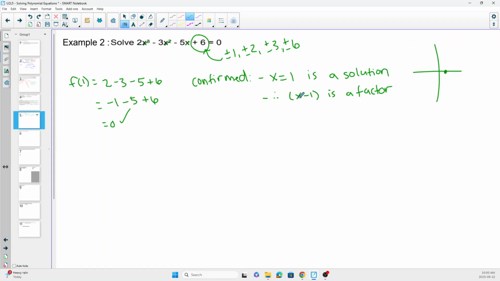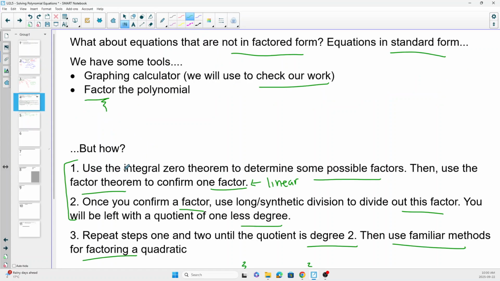Okay, so remember that the factor has to be the opposite. We would have to isolate this to figure out when x equals 1. We want it to be 0, so we would move it to the other side, so it would be x minus 1. Okay, so just be really careful. When you get this number here, that is the solution. We have to adjust for the factor. All right, so we have used our factor theorem to confirm one factor.